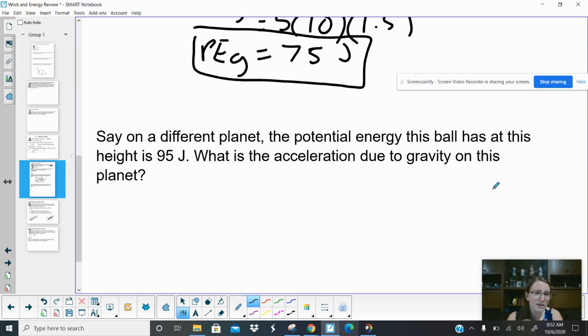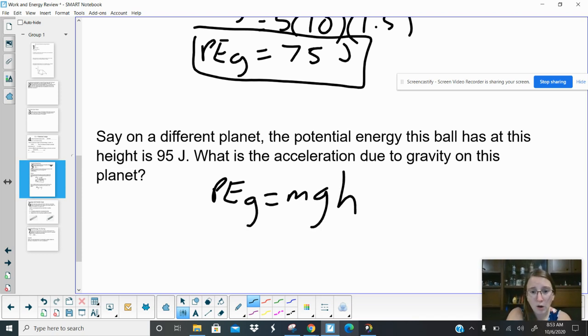What do you think that means to start with about the gravity on this planet? Is it greater than ours or smaller than ours? It's greater, right? If I hold an object at the same height with the same mass, but it has a greater potential energy, that means the gravity is going to be greater. So here's our formula.